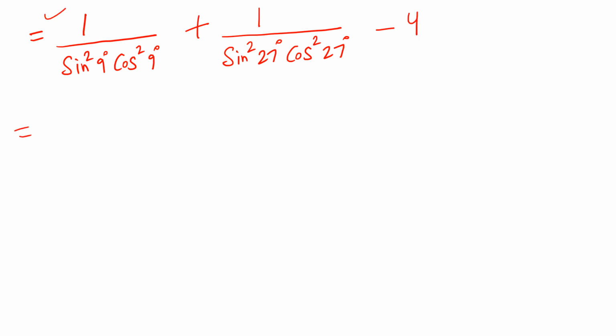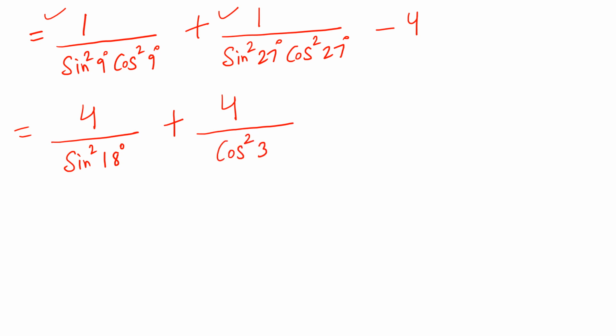Now for the expression 1 upon sine square 9 degree into cos square 9 degree, just multiply up and down by 4. So this becomes 4 upon sine square 18 degree. And similarly, for the expression 1 upon sine square 27 degree into cos square 27 degree, multiply up and down by 4. So we get 4 upon sine square 54 degree, which can be written as cos square 36 degree. Now students, just substitute the values of sine 18 degree and cos 36 degree in this expression.